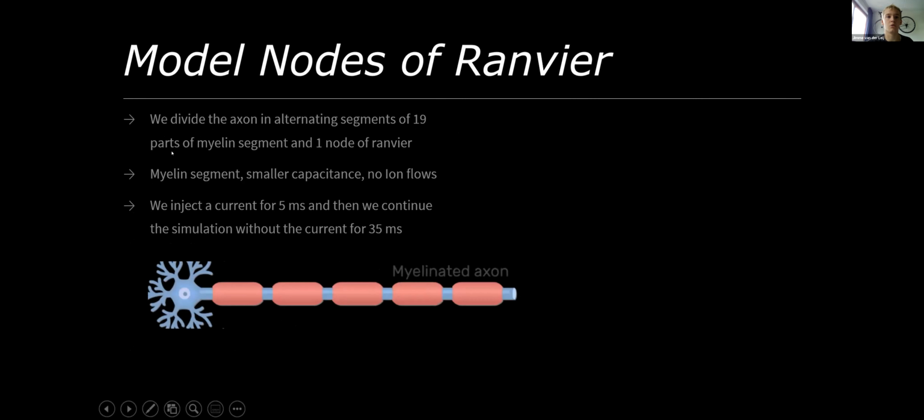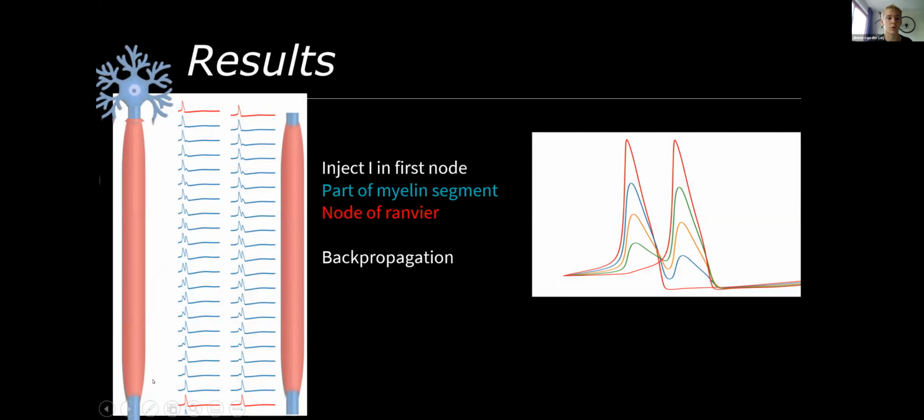Now, how did our model look? We divided the axon in alternating segments of 90 parts of myelin segment and 1 node of Ranvier. So we start here at the axon hillock, that is 1 node. Then we have 90 nodes of myelin because the myelin sheath is substantially longer. Then again, 1 node of Ranvier, then again 90 nodes of myelin, and then again 1 node of Ranvier. The myelin segment is different from the nodes of Ranvier in that it has a smaller capacitance and there are no ion flows. We then inject a current for 5 milliseconds and we continue our simulation without a current for 35 milliseconds. Let's look at what happens.